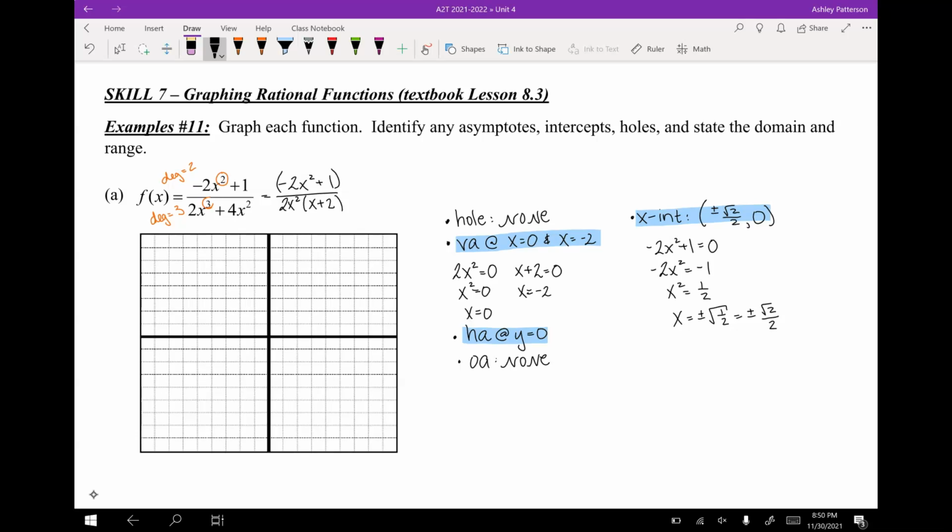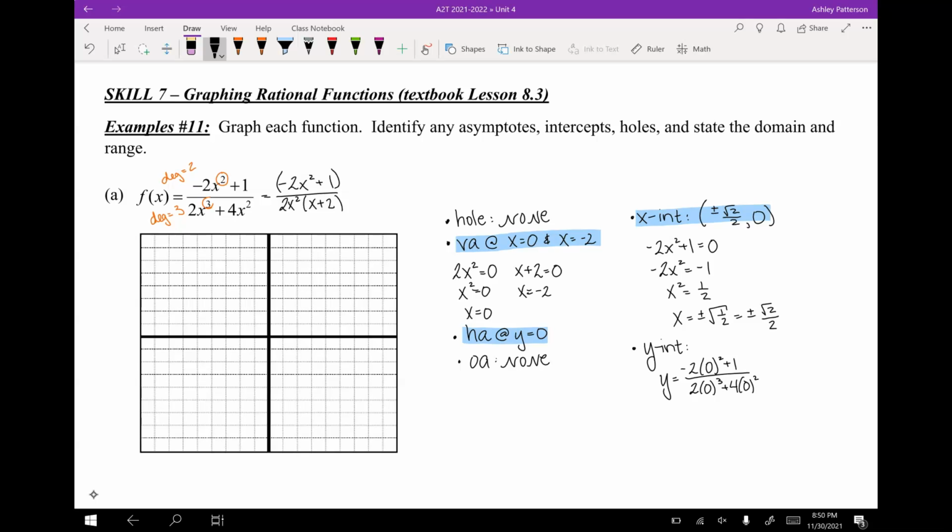All right, last but not least for our characteristics, we need to find the y-intercept. So I'm going to plug in 0 for all of my x's. I get negative 2, and just like we looked at for the horizontal, you can use the original given or you can use the factored form. So I'm going to go back to the original. Negative 2 times 0 squared plus 1 all over 2 times 0 cubed plus 4 times 0.